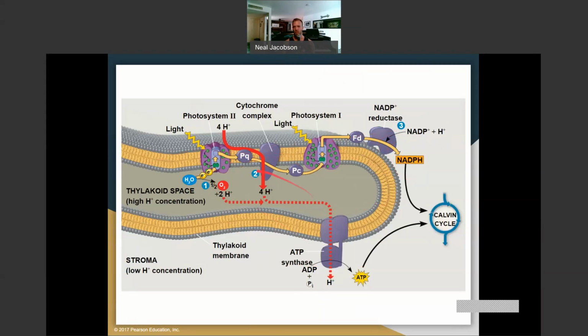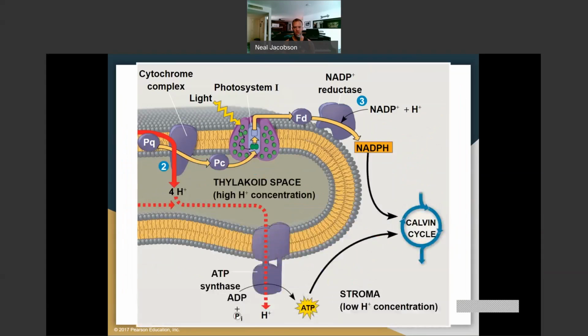The protons are going to flow through ATP synthase and make ATP. So the two energetic byproducts of the light reactions are NADPH and ATP, and they're going to enter the Calvin cycle that takes place in the stroma. All right, so this is just a zoomed in image of what we just saw.